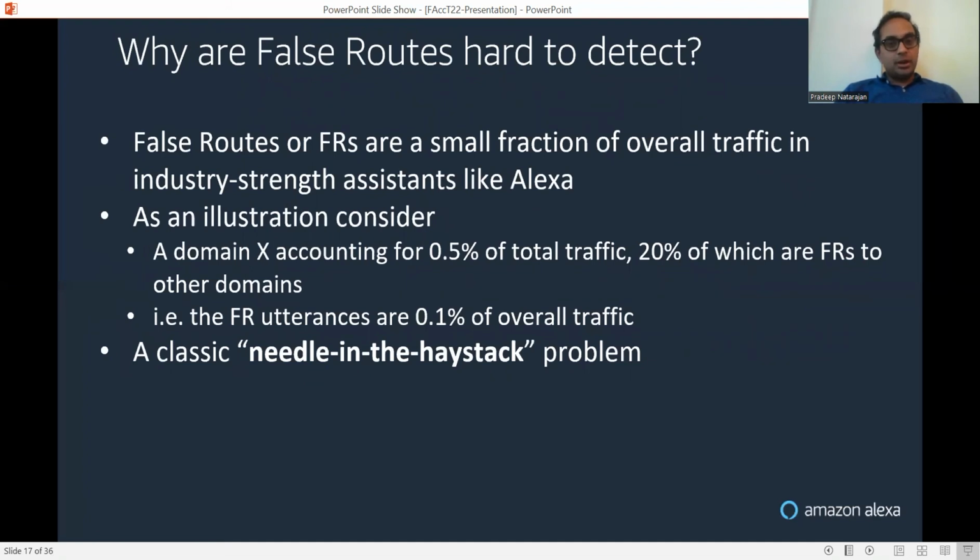And why are these false routes hard to detect? False routes are a small fraction of overall traffic in an industry-strength conversational assistant like Alexa. Just to illustrate the challenge, consider a domain X accounting for 0.5% of total traffic, and 20% of this 0.5% are false routes to other domains. That is, these false routes account for 0.1% of overall traffic. Now, do the math. If you have billions of utterances every week, 0.1% is a very small fraction that you need to identify by sifting through all of that traffic, right? This is a classic needle in the haystack problem.